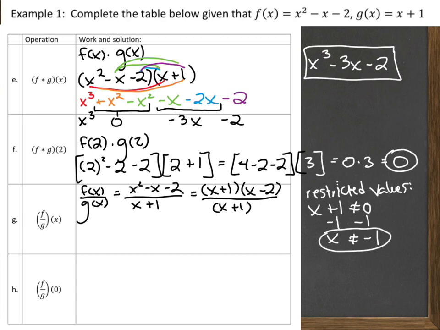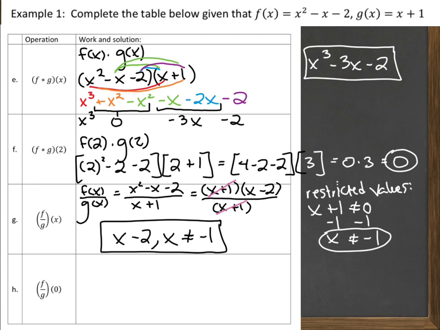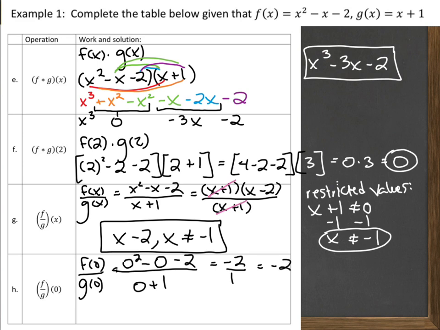This is important because in a second you can see these are going to cancel out. So my final answer is x minus 2, comma, and I have to mention that there is a hole at x equals negative 1. That has to be part of my final answer. All right, so last but not least, we're going to do the same thing again, only this time we're going to put 0 in place of x. So we have f of 0, so that's 0 squared minus 0 minus 2 over 0 plus 1. Well, that's just negative 2 over 1, or negative 2. So that's it. That's my final answer.